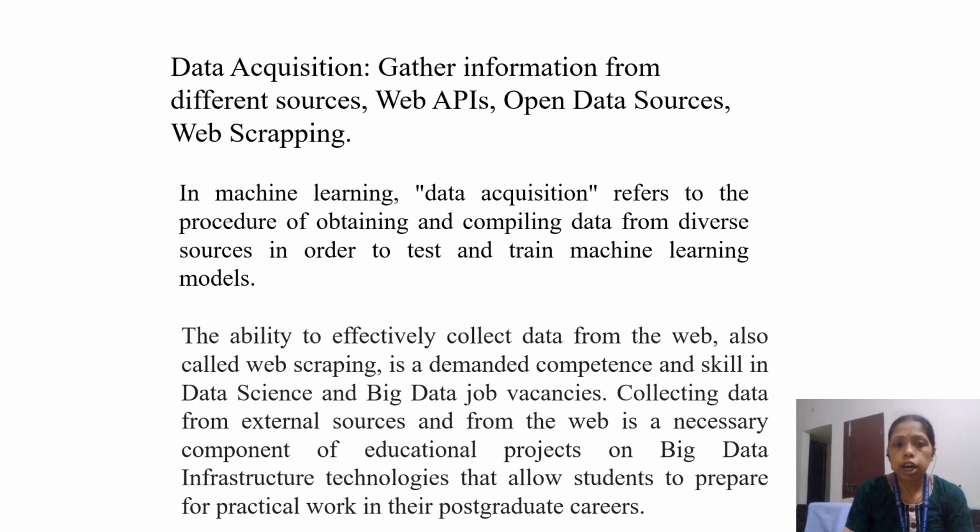Some more functionalities are there under pandas. I will discuss these during the discussion of the second unit.